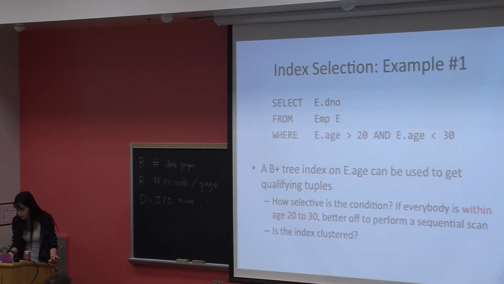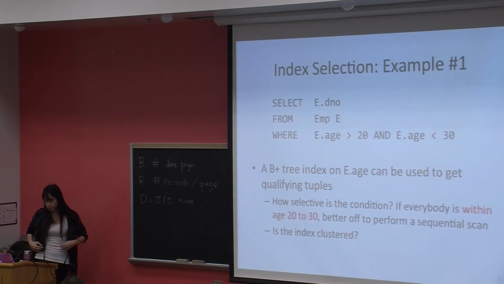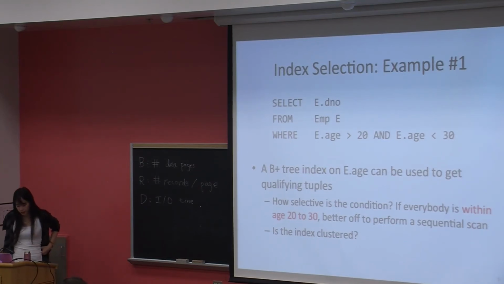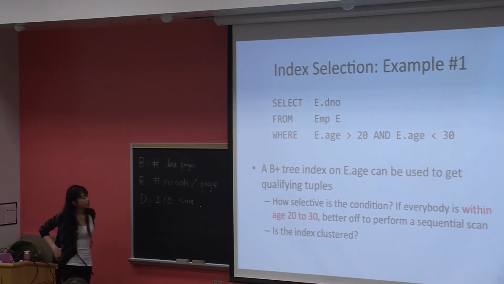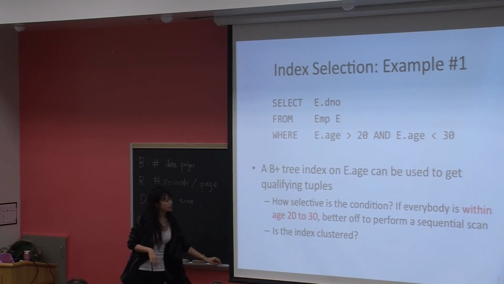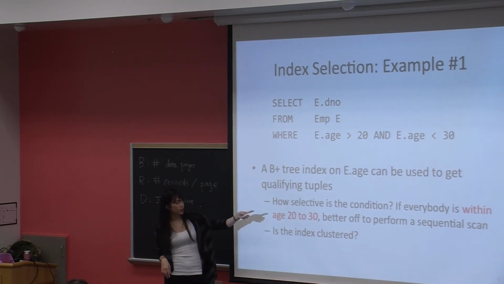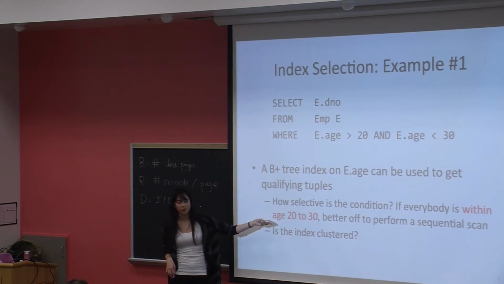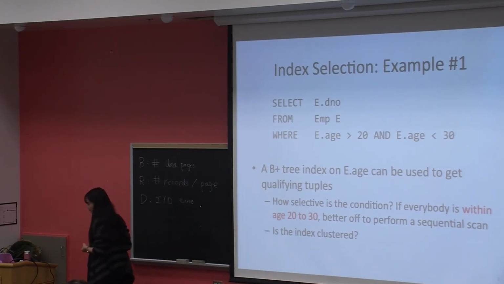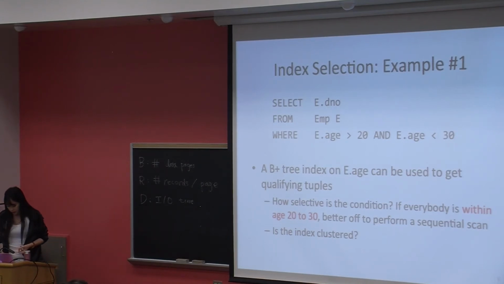Okay, so let's take a look at this example. Example 1. Let's take a look at this query. And I think down there I say, how selective is the condition if everybody is older than 10 years old? So change that into within age 20 to 30, because I think what I asked didn't really make sense. So consider this query right here.